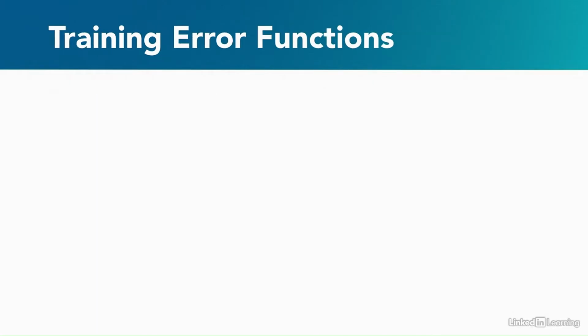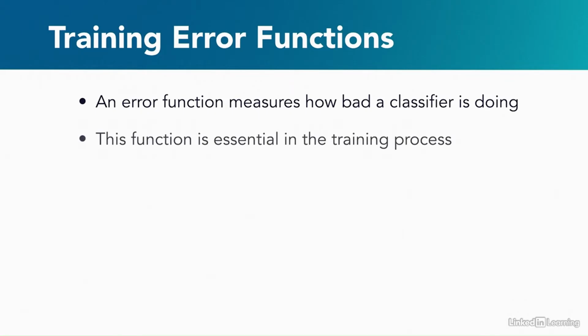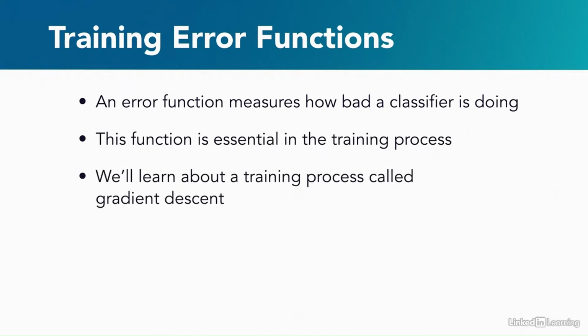So let me tell you what I meant by that. An error function measures how bad a classifier is doing. So a large value is bad and a small value is good. This function is essential in the training process. So up ahead we'll learn about a training process called gradient descent.